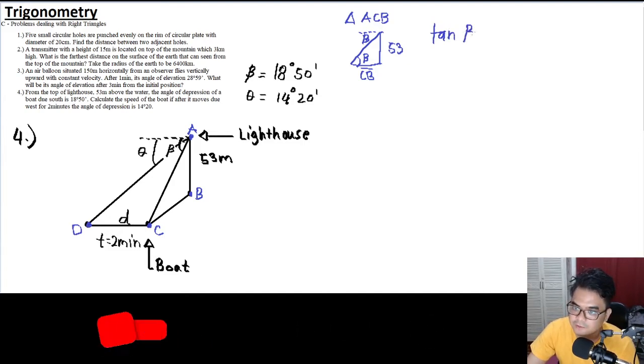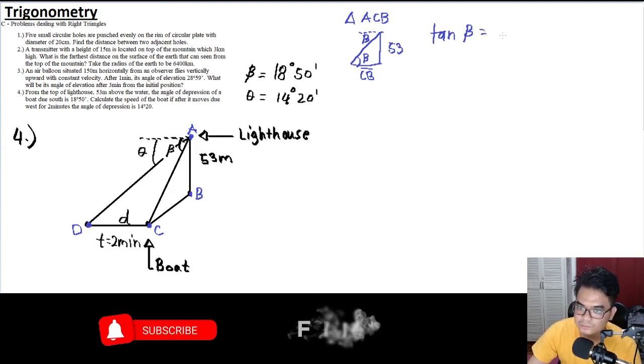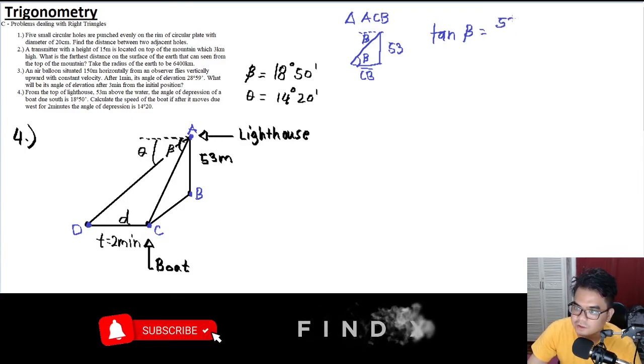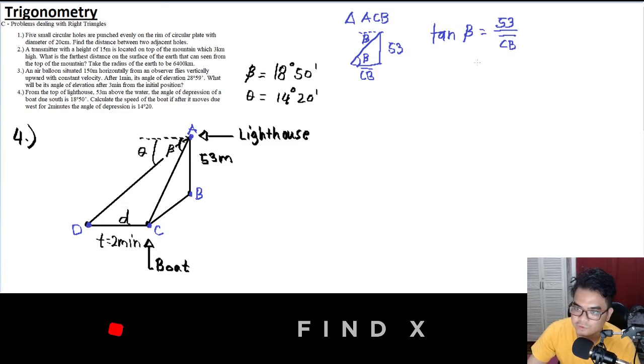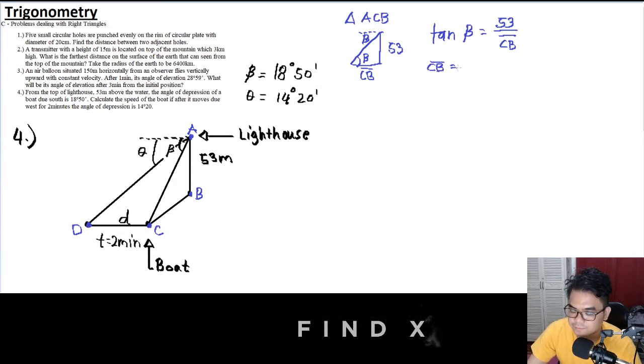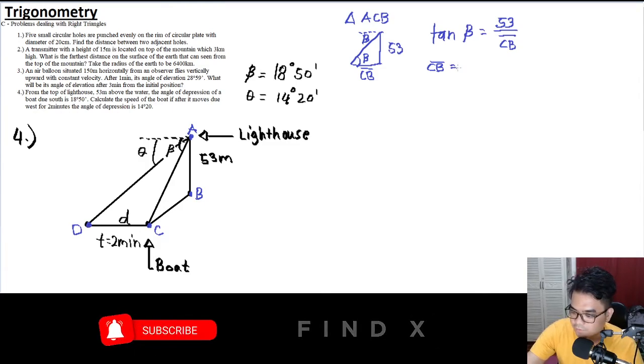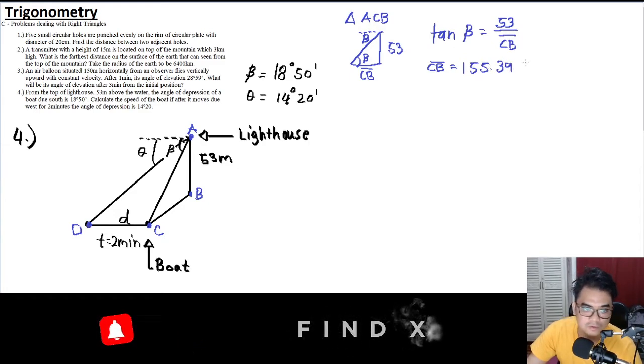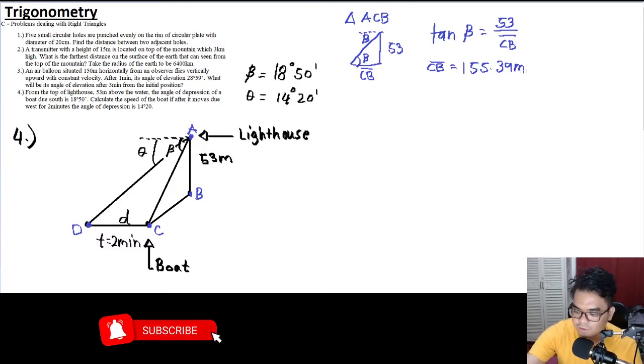Tangent beta is equal to opposite over adjacent, so 53 over line CB. If you compute for CB, we already have the value for beta, which is 18 minutes 50 seconds. The value that you will get is 155.39. This is in meters.